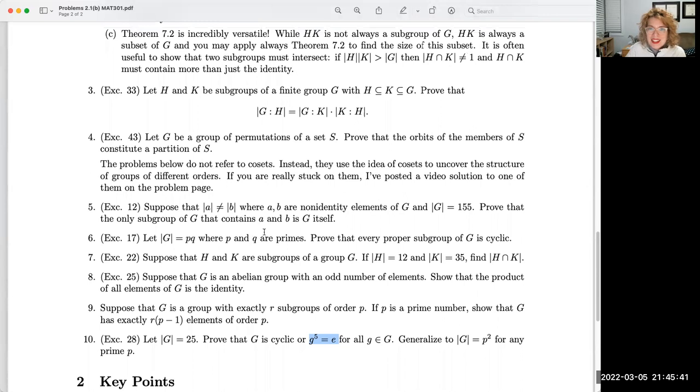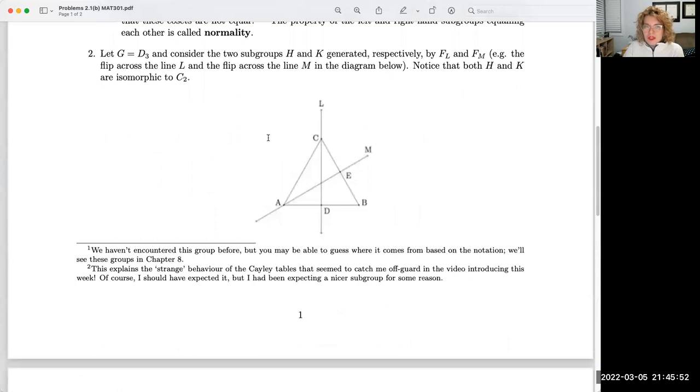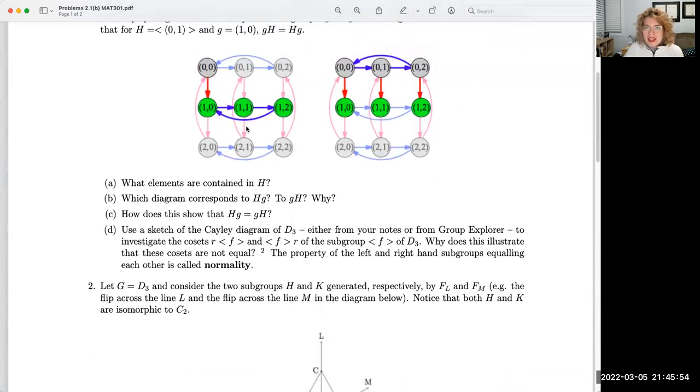Okay, so we reached the end of the assignment. I hope that these questions all make a little bit more sense now. We will be going over a little bit more about Cayley diagrams in class right before the mid-course test. Okay, hope this helps.